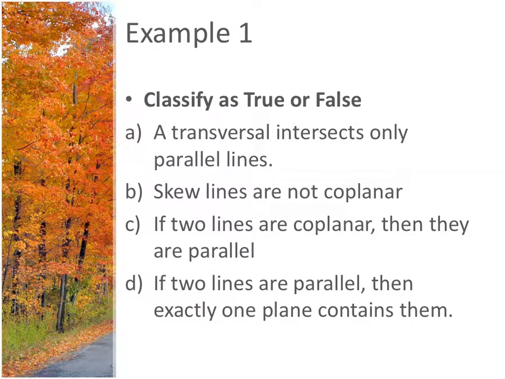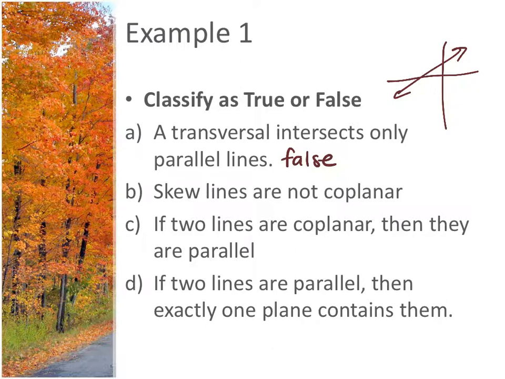Okay, so this example says classify as true or false. I want you to try these and then we'll go over them. All right, letter A says a transversal only intersects parallel lines. True or false? False. What makes it false? They can intersect parallel lines or perpendicular lines. As long as it crosses this way, that's still a transversal, right? It could be any two or more lines.